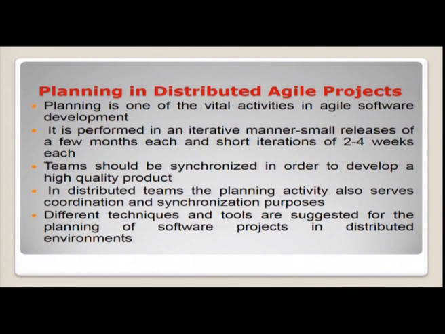Then, planning in distributed agile projects. Planning is one of the vital activities in agile software development. It is performed in an iterative manner, with small releases of a few months each and short iterations of 2 to 4 weeks each. Teams should be synchronized in order to develop a high quality product. In distributed teams, the planning activity also serves coordination and synchronization purposes. Different techniques and tools are suggested for the planning of software projects in distributed environments.